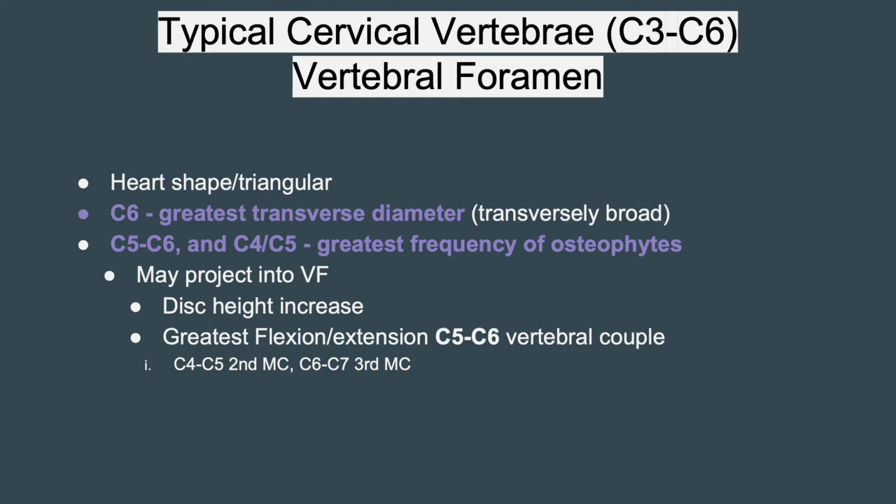So it's important to know that location right now, and then as we get into more motion of the spine, it will make even more sense because you need to know where the greatest area of flexion extension is, and that's going to most commonly be in that C5, C6 region, and then C4, C5 is the second most common. So where you have the most movement is going to be where you're most likely to develop osteophytes.